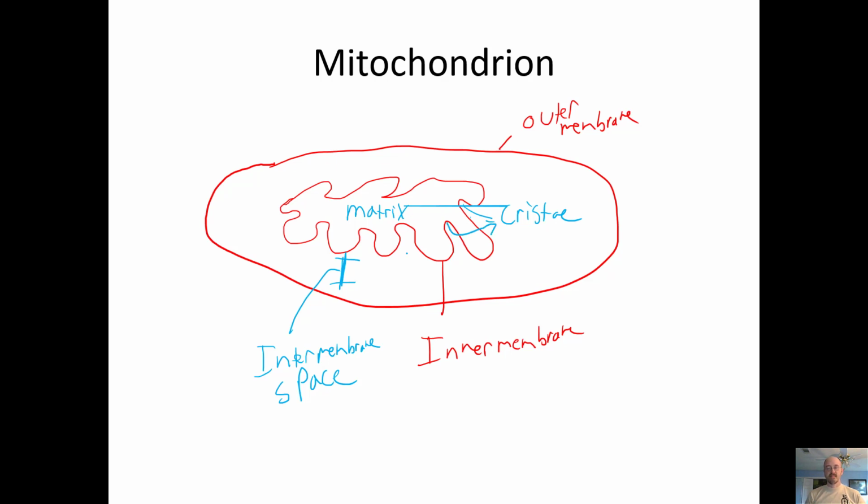These folds add lots of surface area because it's important to have lots of folds because you have a lot of enzymes and things embedded in these membranes, and you can fit more enzymes in here if there are folds in that membrane. Other things you would have inside here would be a nucleoid of DNA, and you would have ribosomes. This is basically like a bacteria that lives inside of your cells.